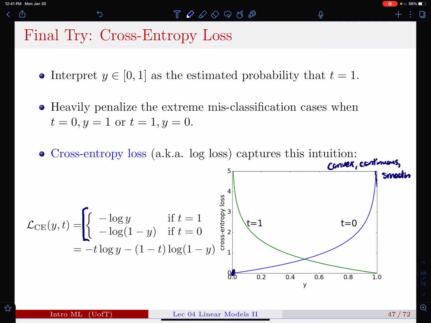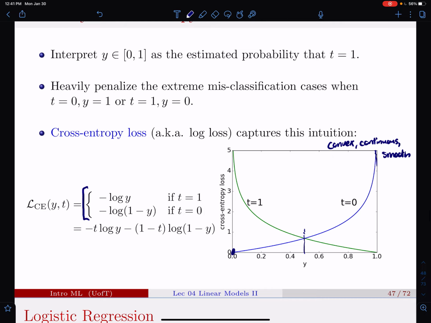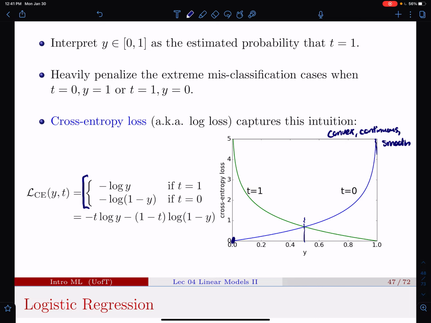The flip side of it is if t equals 1, we're just flipping it around the y equals 0.5 line, and the same description holds, just the other way around. So that's how we define the cross-entropy loss. For notational convenience, you'll often see it written in the second form, where the second form collapses into the first form. If you sub in t equals 0, the first term goes away, and if you sub in t equals 1, the second term goes away, right? So depending on what your target is, you can write this whole thing in one single expression rather than as a conditional expression.